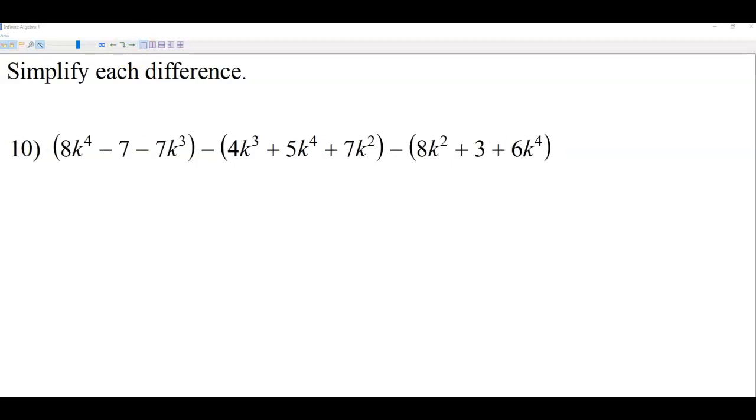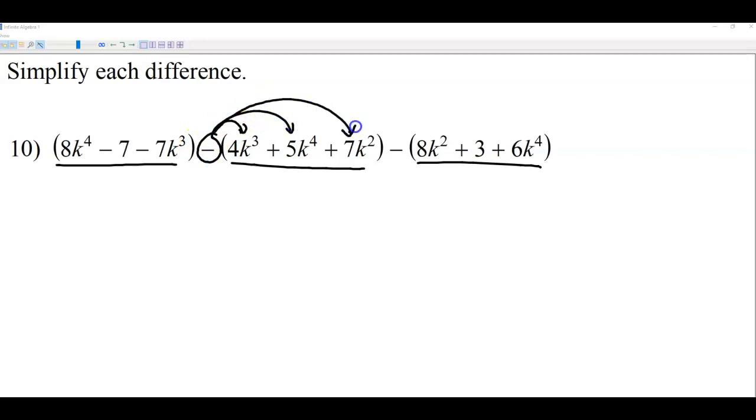All right, so this one is just kind of a little bit more of the same thing. We have 3 trinomials that are being added or subtracted together here. And for each one that has a negative in the front, we're going to have to distribute that into the parentheses. So we're going to distribute a negative into there, and we're going to distribute a negative into here.